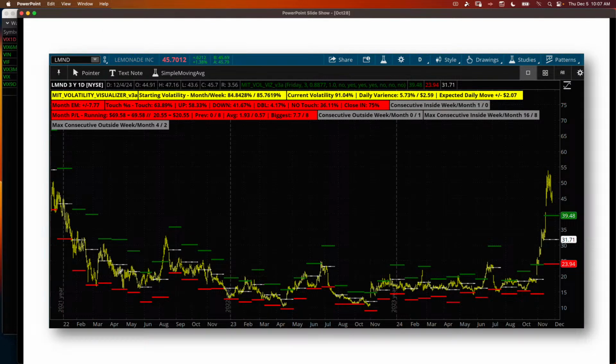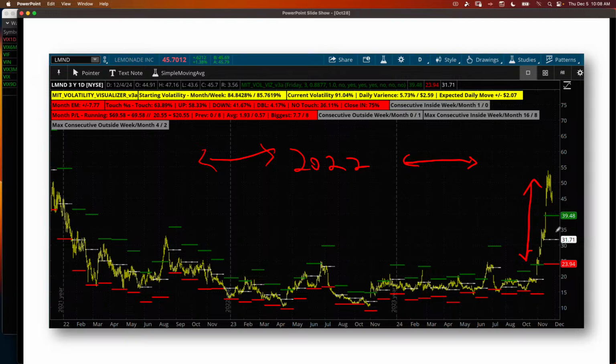Now, Lemonade, for those who aren't aware, this is a chart going back to 2022. Lemonade is disrupting the insurance industry. Lemonade is a really great company, and long-term, I'm a big believer in Lemonade. What I'm not a big believer in is this. I don't think that stocks can go from 15 to 55 in a 30-day period. I just think it's too much, too fast.